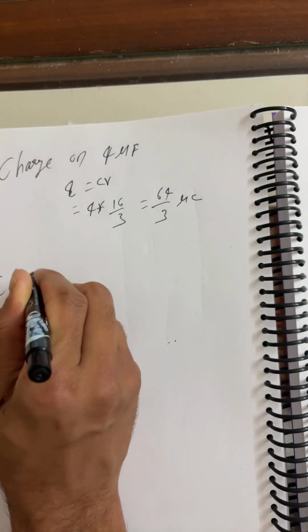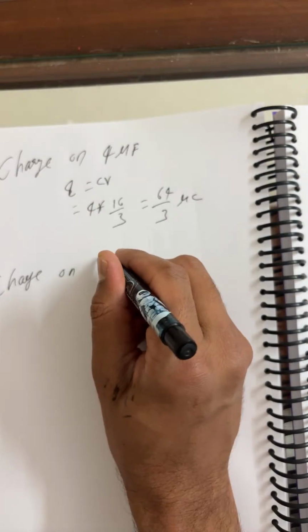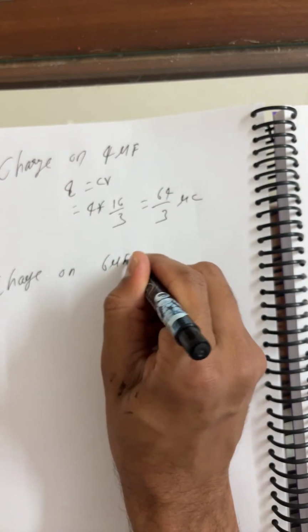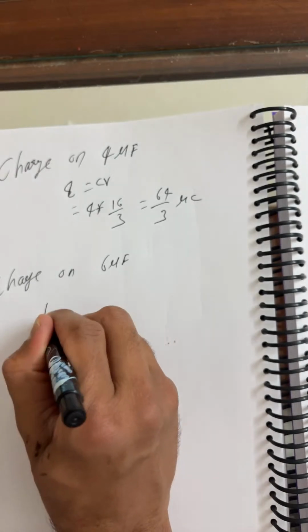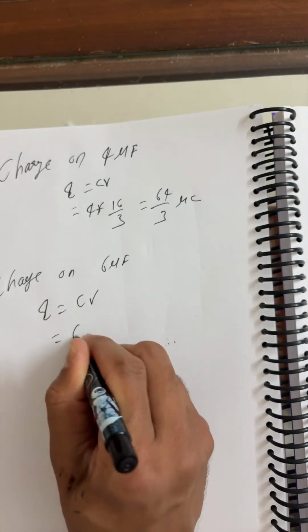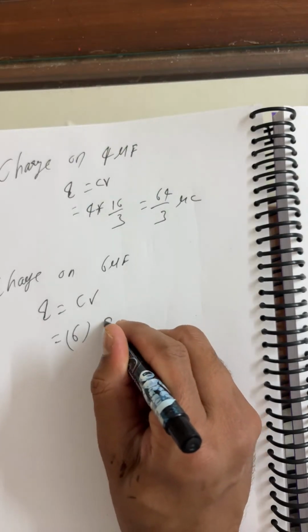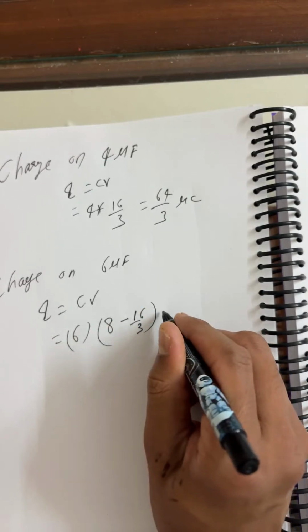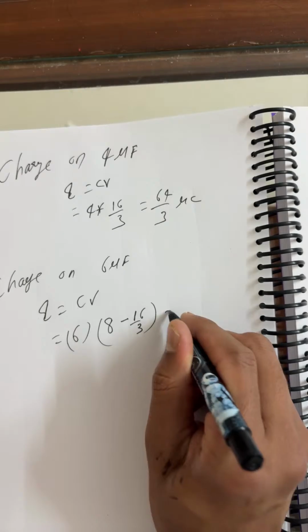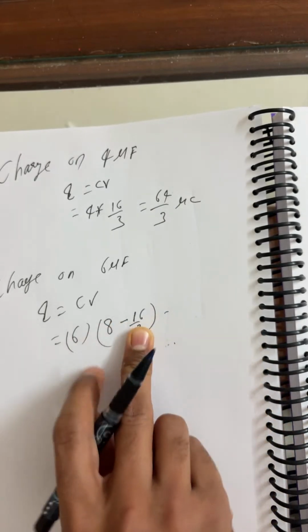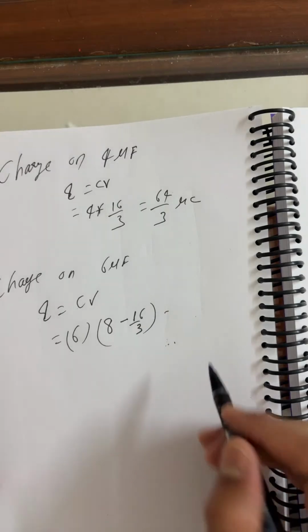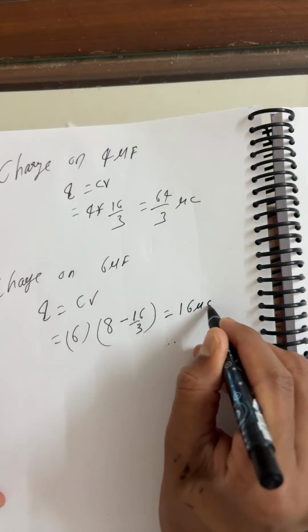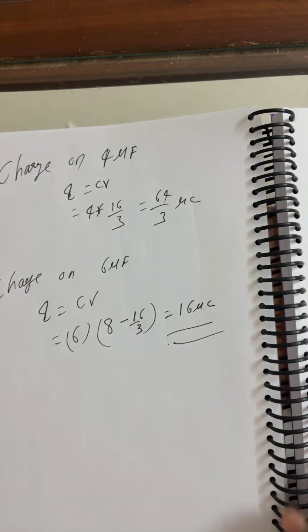Next, students, charge on the 6 microfarad. Q is again equal to CV, 6 times, this is 8 minus 16 by 3. So 8 3s are 24, 24 minus 16 is 8, 8 by 3 times 6. So this is 16 microcoulomb. This is the answer for this question, my dear, right?